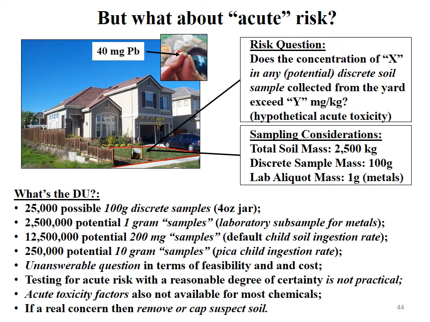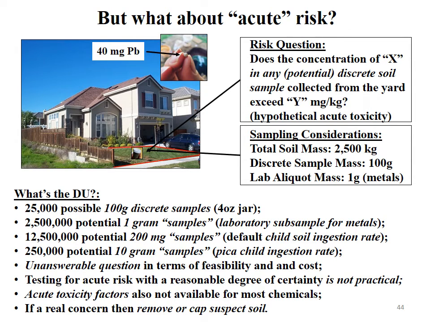We don't really care about discrete samples anyway from a risk standpoint, or even from a laboratory standpoint. They're only testing 1 gram, not 100. It's a random 1 gram pinch of soil from the sample you sent. Now we have 2,500,000 potential samples in that front yard. How many of those do you need to test to get some degree of confidence? But really, from a risk standpoint, we're more concerned about kids eating the soil. The default soil ingestion rate, 200 milligrams. Now we have 12,500,000 potential samples or decision units in that front yard.